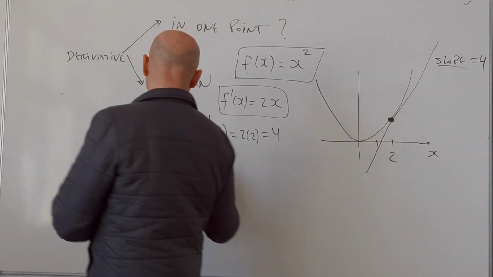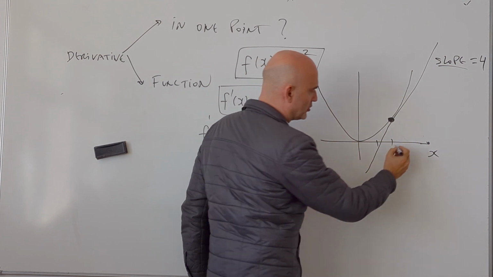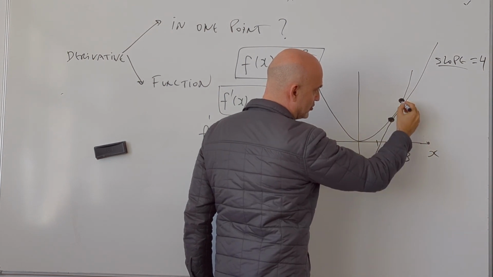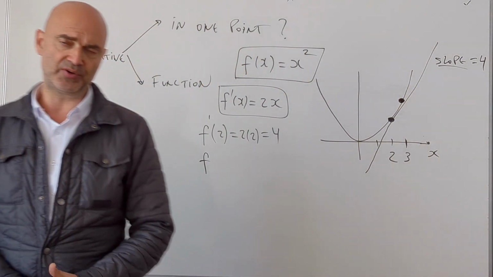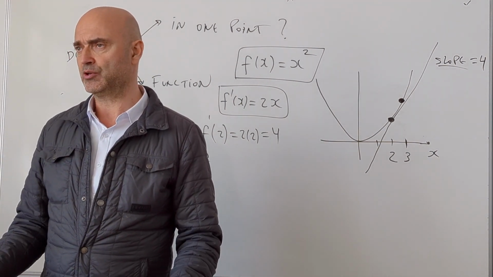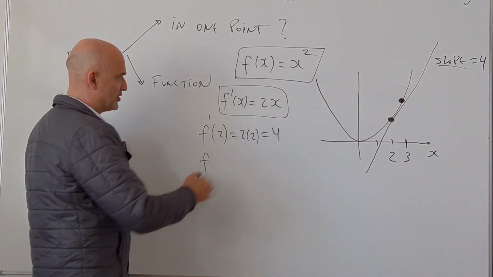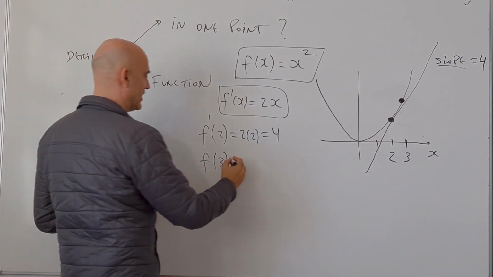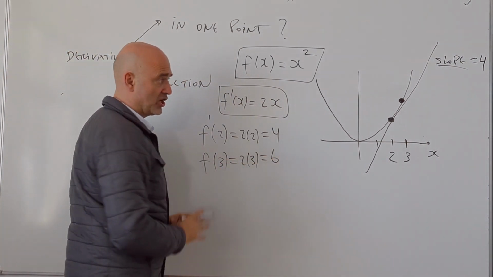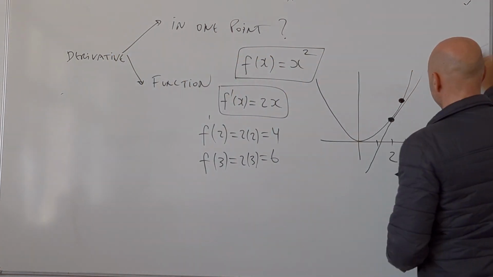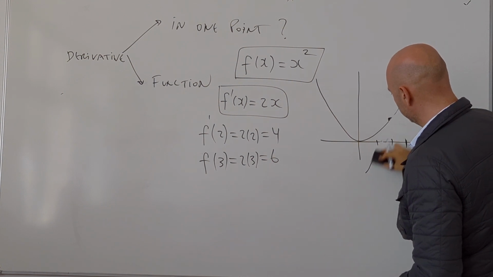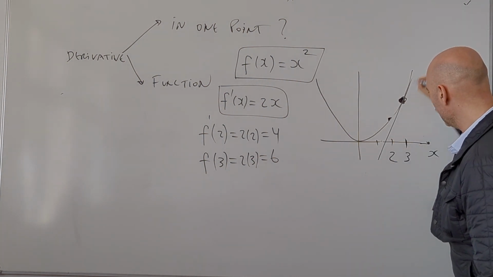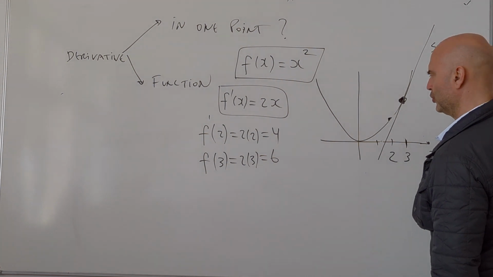But if I want the point with the first coordinate equal to 3, for example, this point here, how do I easily get the derivative at that point? I use the derivative function, and I put, instead of x, the first coordinate of the point. So I get 2 times 3, 6. So I know that the slope of the tangent line here, at the point with first coordinate equal to 3, is equal to 6.